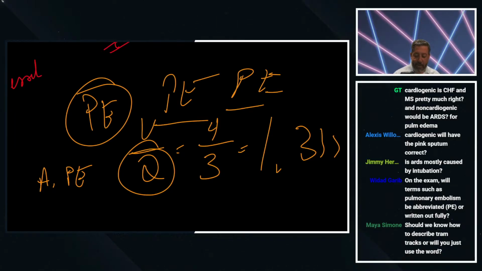You don't need to know how to describe tram tracks, just know the word. If I say that there are train tracks or lines on the x-ray, I would describe tram tracks. Or if the question is, you have a patient with chronic bronchitis, what would you expect to find on x-ray? I would put tram tracks or enlarged cardiac silhouette. Those are also with chronic bronchitis. But if I put flattened hemidiaphragms, hyperinflation, that's emphysema. So know it in that respect.